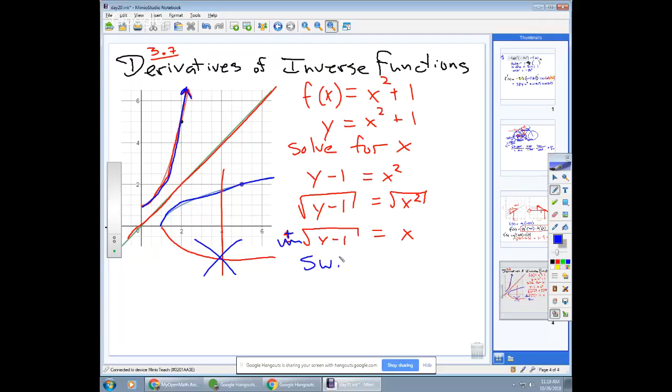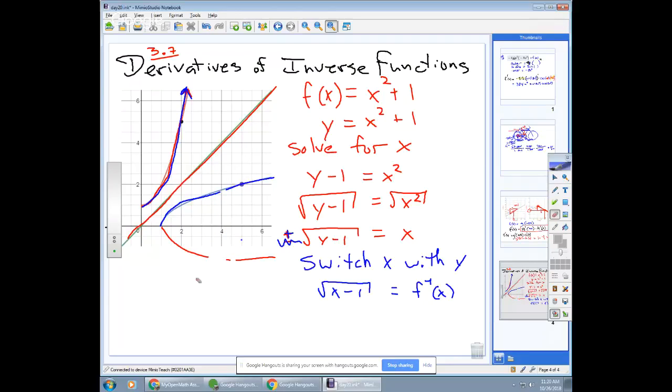Then you switch your variables. So switch x with y and vice versa. So now I get the square root of x minus 1, and that is what we call the inverse function. So that right there is f inverse of x. Which gives me a sideways parabola, which is a square root function in this case. So I'm going to clean up some of my mess here. So that's the process of finding an inverse function.